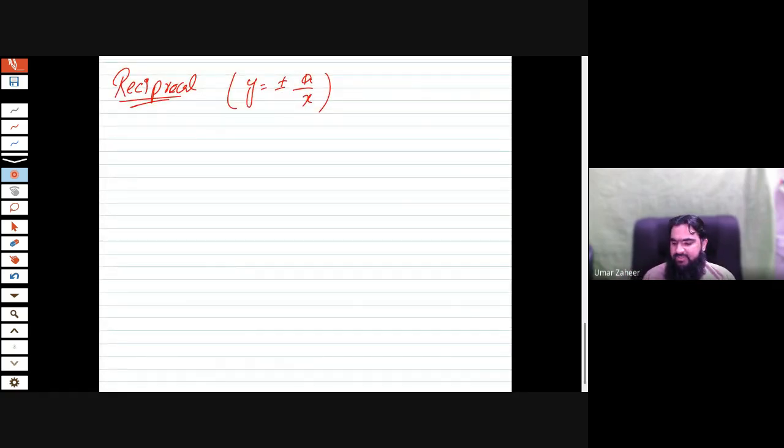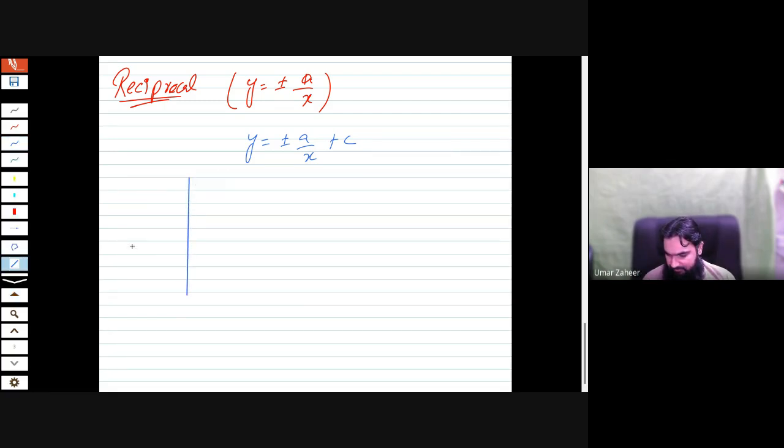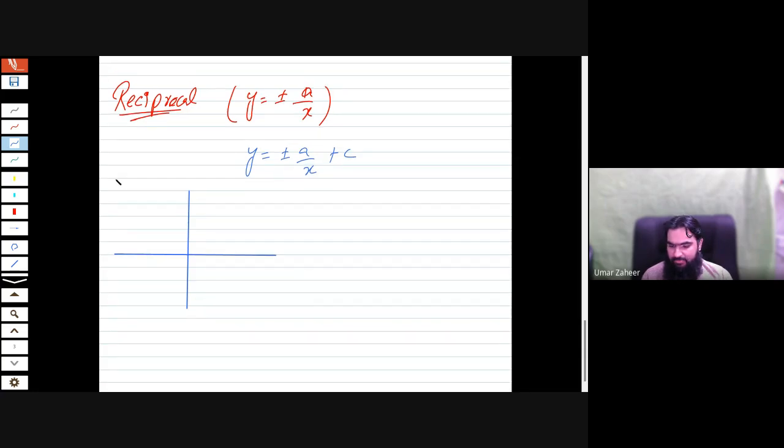In the reciprocal, the graph can look like plus minus a over x or plus a constant, something. But the rough shape of the graph is going to be exactly the same, and the shape is, for example, this is the graph. We are going to be talking about y is equal to plus 1 over x. The value is positive.